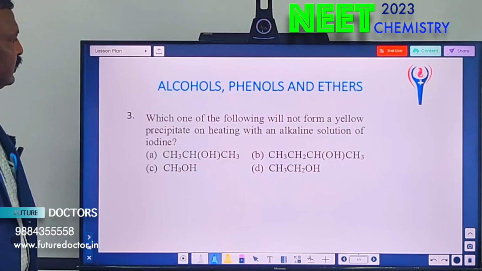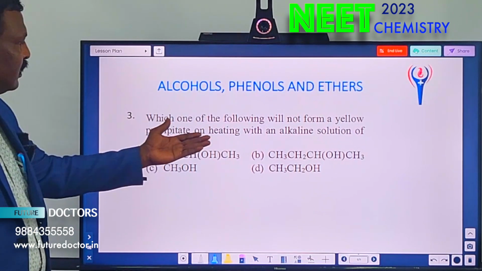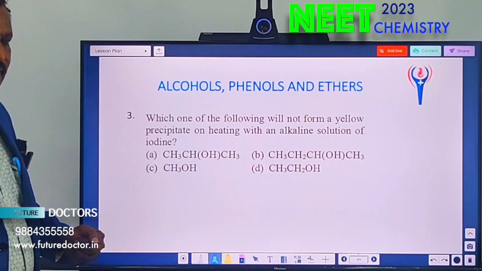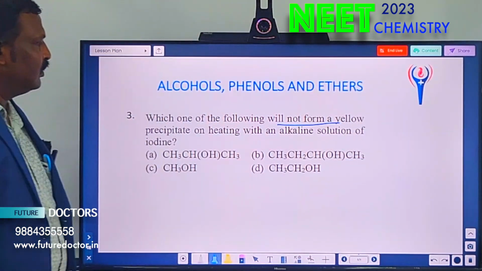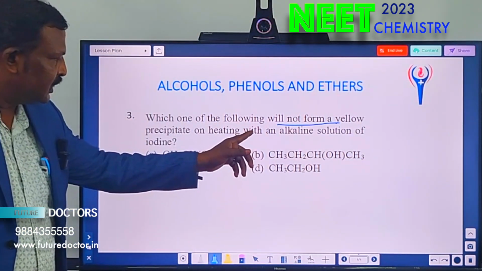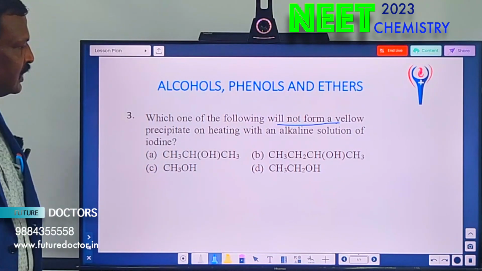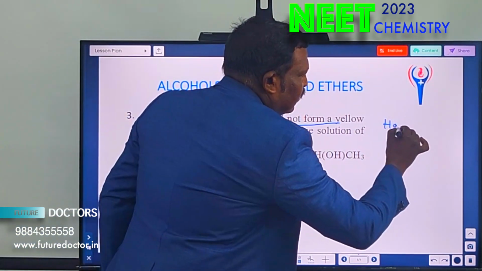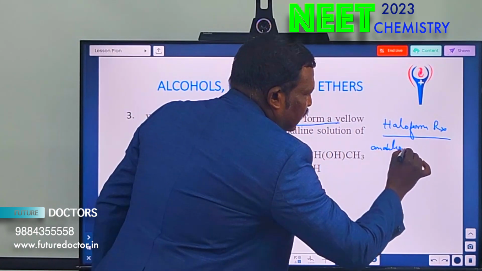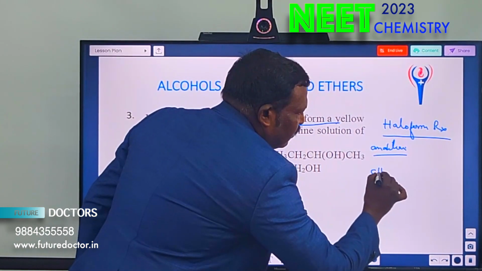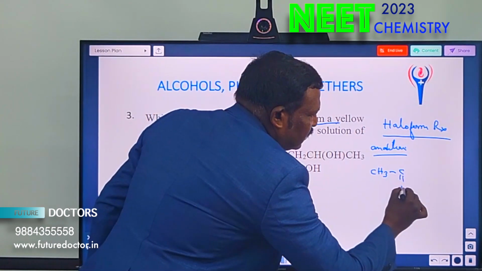Next one. Which one of the following will not form a yellow precipitate on heating with an alkaline solution of iodine? This is nothing but the iodoform reaction. What is the condition for the iodoform reaction? The compound should have CH3C double bond O, a methyl ketone.